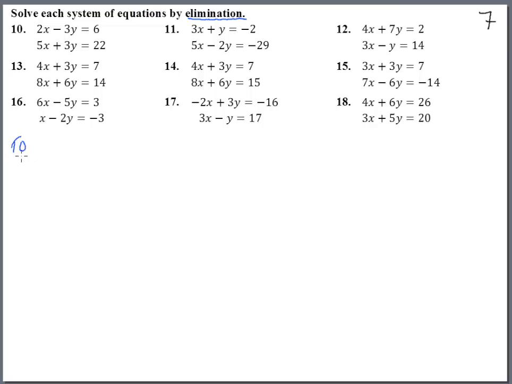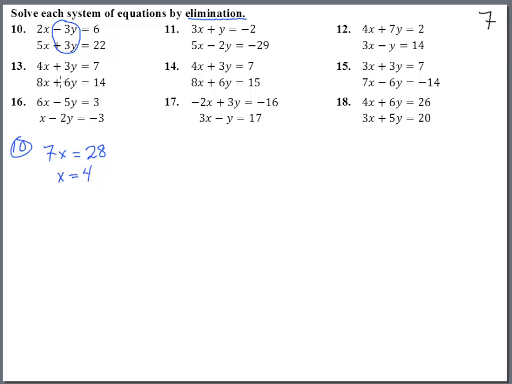So with number 10, here we have 2x minus 3y equals 6 and 5x plus 3y. Look at that. The y's are set up right now, so if we add them, we get 7x equals 28. Divide both sides by 7, we get x equals 4. If you compare this to what we did with number 8 or number 9, I'm not sure which one it was, maybe it was number 7, we get the same answer, but a little slicker right there.